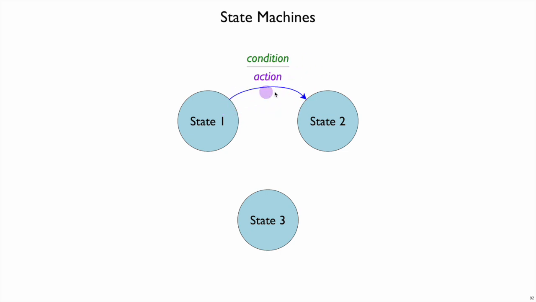So we're going to draw arrows from one state to another, and we're going to write above that arrow, or near the arrow, but above a line here, a condition that says when the system transitions from this state to the other state. And then as it performs that transition, not only does it change states, it'll also perform some action along the way that we'll write below the line and in purple.